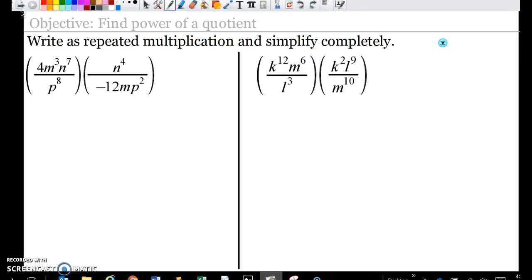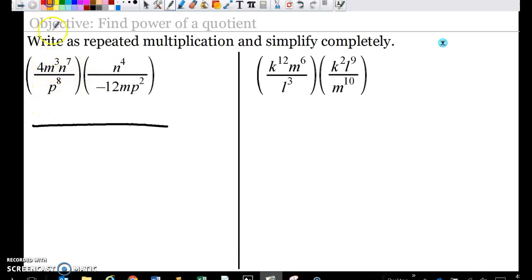All right, let's look at the next page. Now you have two choices. You can either simplify each part of the product individually or multiply it together and then simplify. I'll show you multiplying together first. So if I multiply fractions, just multiply across.